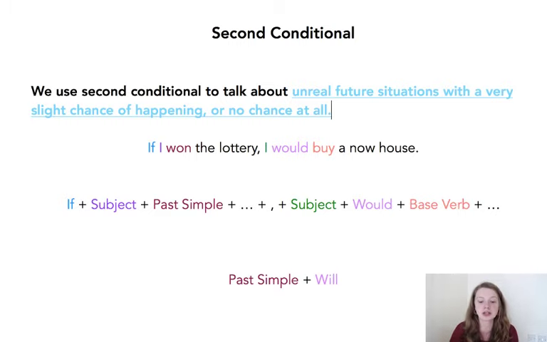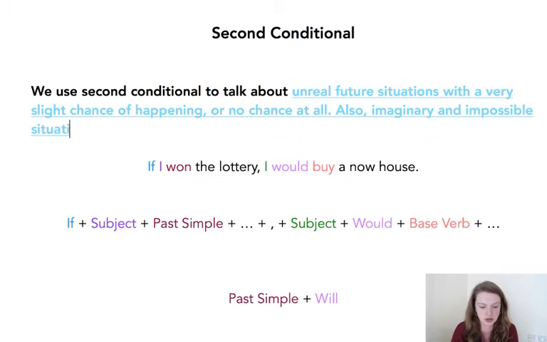Unreal future situations with a very slight chance of happening or no chance at all, okay? So it tends to be for situations which are also imaginary and impossible. I should write this down as well. So also imaginary, let's put this here, imaginary and impossible situations, okay?